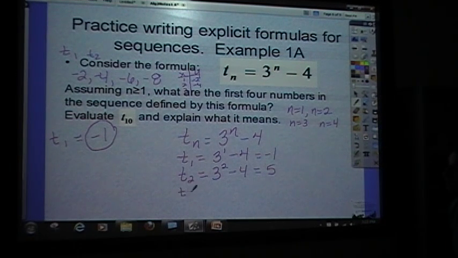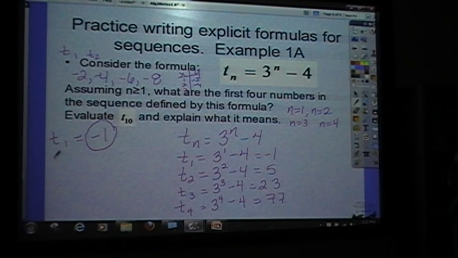t sub 3, excuse me, is 3 to the third minus 4. 3 to the third is 27. 27 minus 4 is 23. And the fourth term, t sub 4, is 3 to the fourth, which is 81, minus 4, 77.